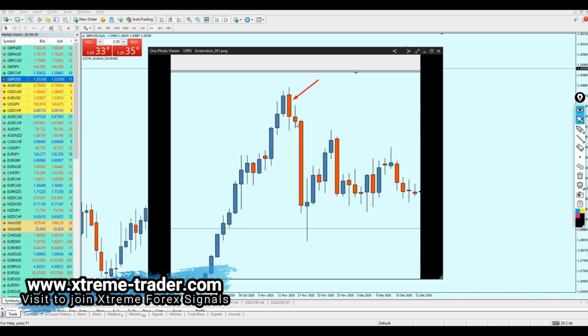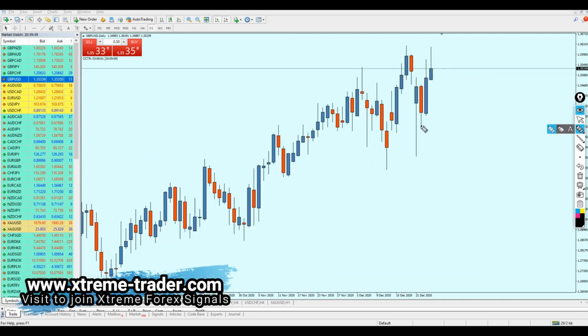Some people refer to it as a reverse hammer, but I don't think this is a reverse hammer at all. A reverse hammer could be something like this one right here. That can be called a reverse hammer, and this one can be referred to as a hammer. However, what is the special thing about this price action?